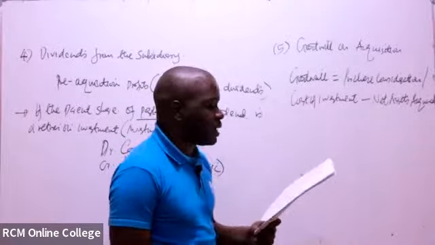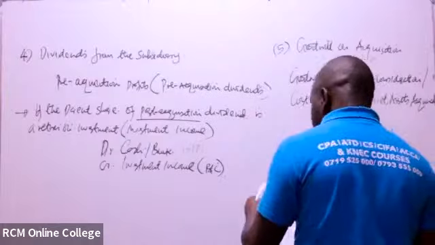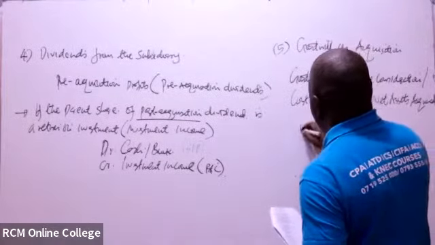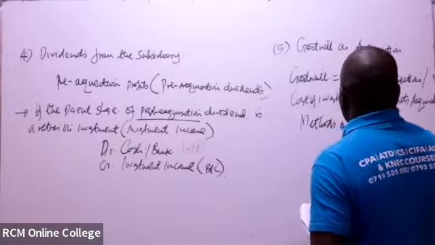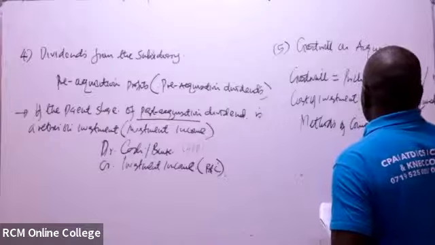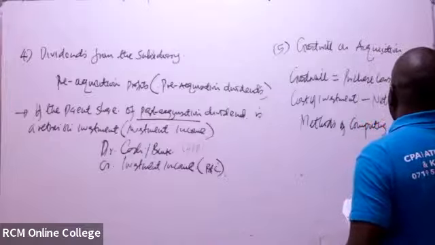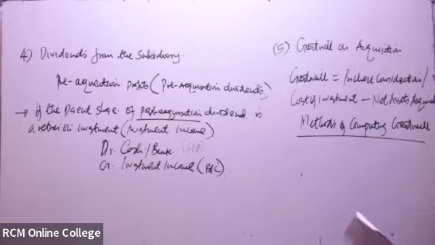So this is the general formula. You can write methods of computing goodwill. There are two major methods.